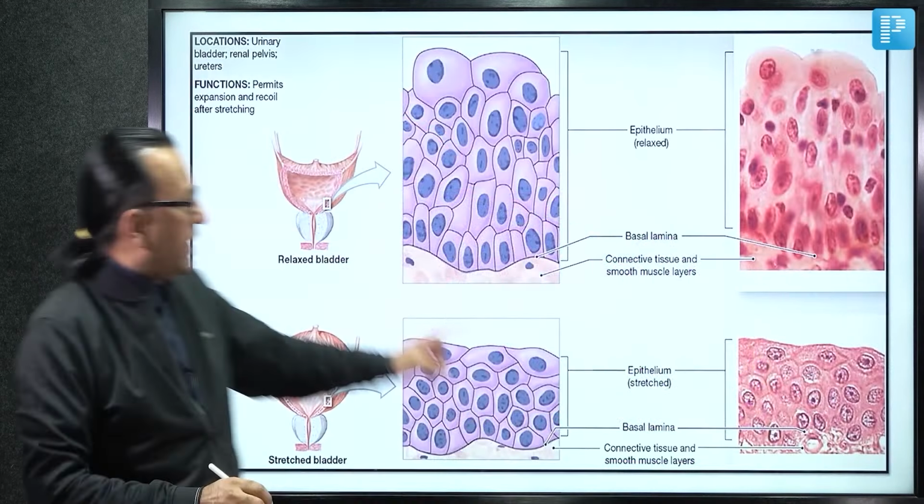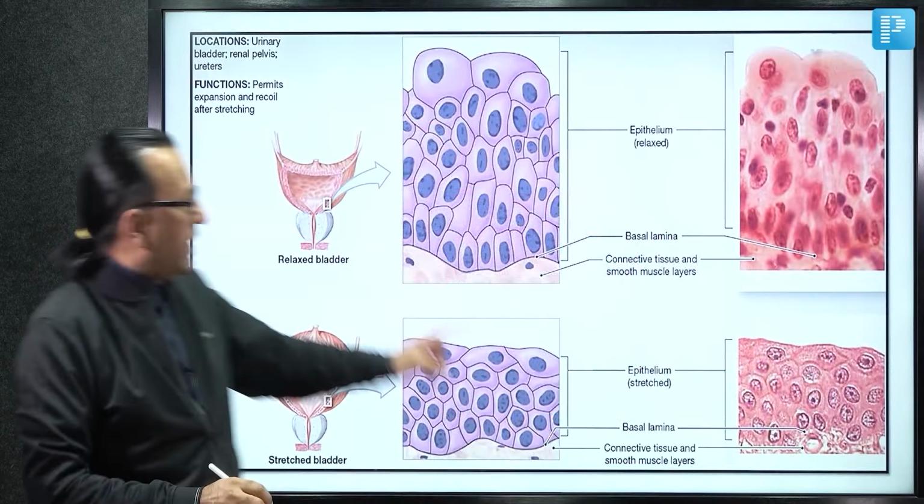As it transitions, when there is urine in the urinary bladder, it is stretched. Now the thickness of the epithelium is 3 to 4 cells. So it is undergoing transition from 3 to 4 cells into 8 to 10 cells depending upon the presence or absence of urine. Now it can give us the wrong appearance and we can confuse it with stratified squamous epithelium. Then how do we differentiate it from stratified squamous epithelium?